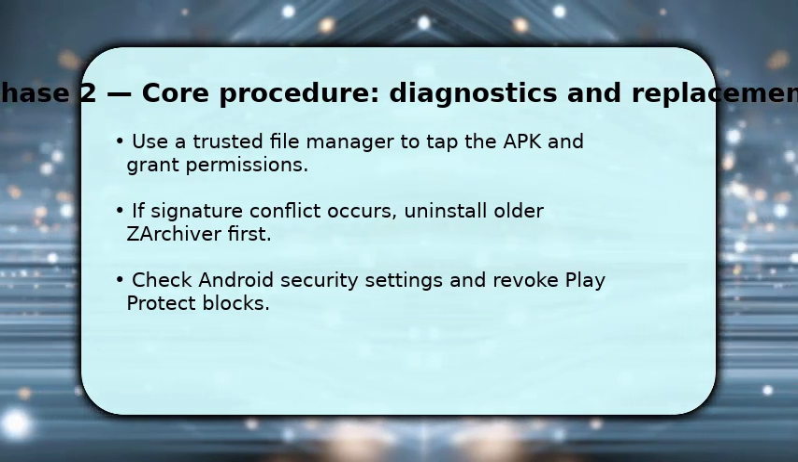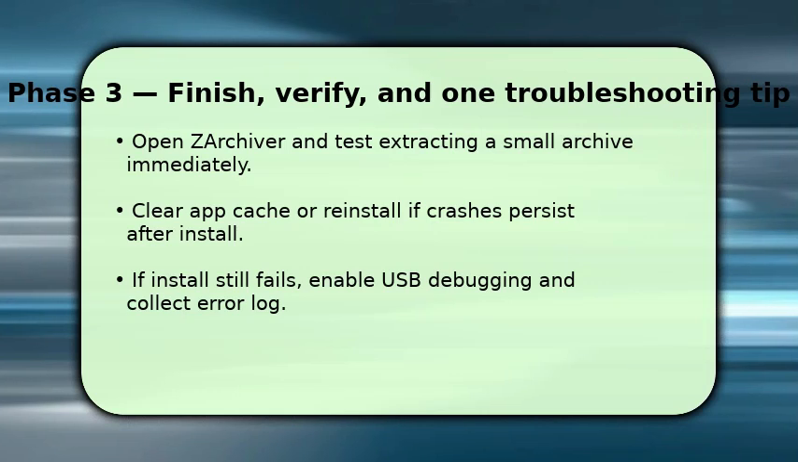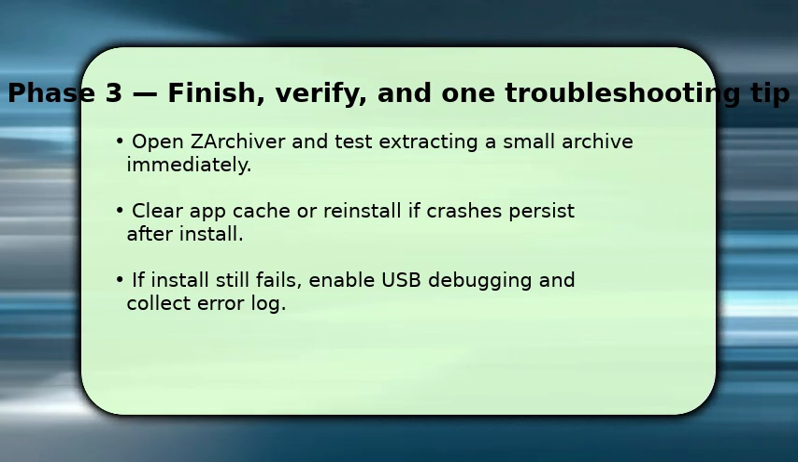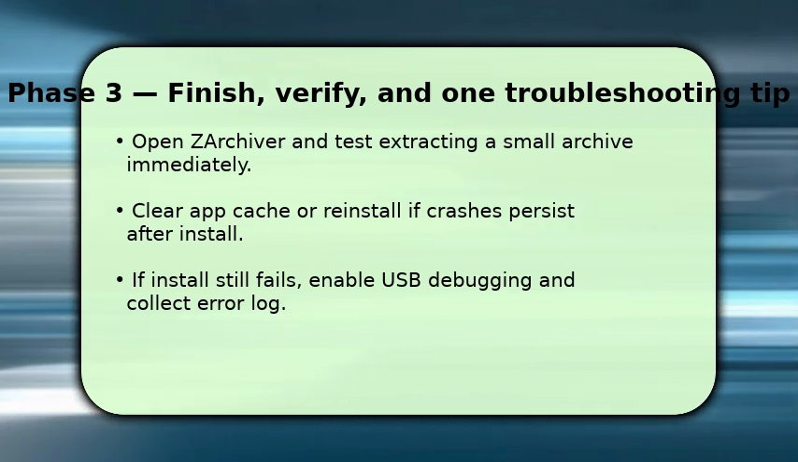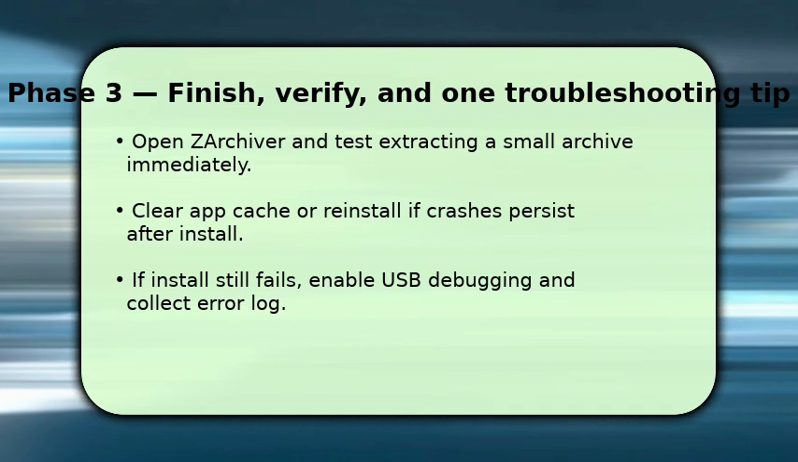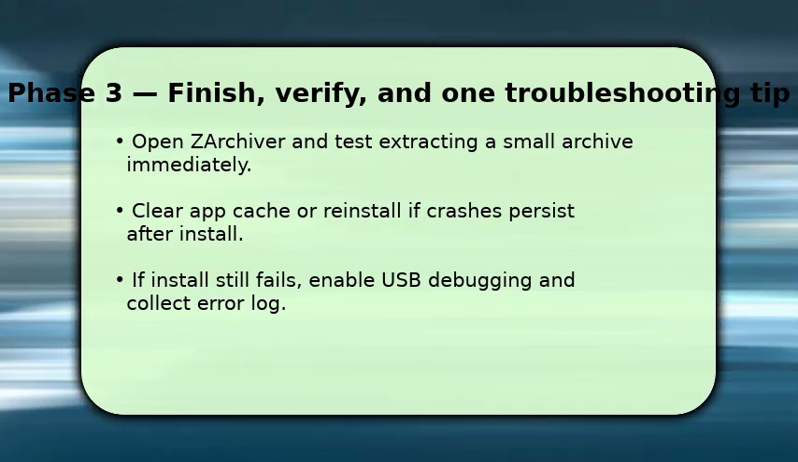You finish by launching Zarchiver and testing it with a small archive to confirm functionality. This validates that installation and permissions are correct. If the app crashes or shows errors, clear cache, force stop, and try reinstalling. Uninstall first if necessary. If installation still fails, enable USB debugging, connect to a PC, and capture the install error log so you can identify package conflicts or permission denials. That log is the key to a deeper fix.